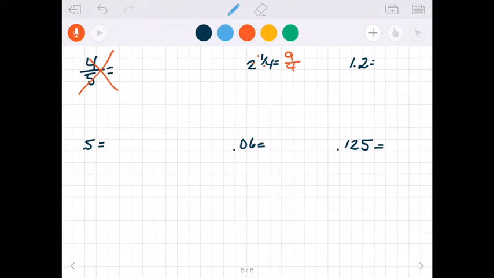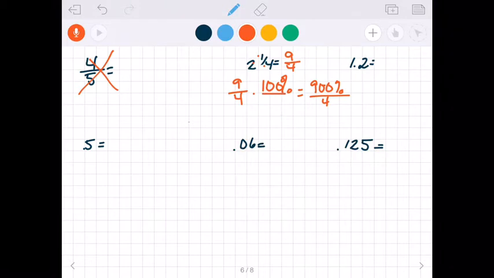Now, we have two options. We can divide first, or we can multiply first. I choose to multiply first. If you were with me in class, I would let you choose, but right now, I'm by myself. So 9 over 4 times 100% equals 900% over 4. We can put a 1 there just to make us feel better. All right, so what is 900% divided by 4?